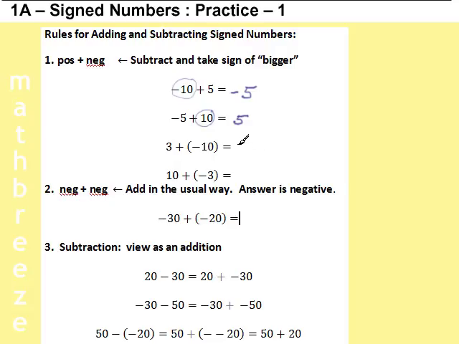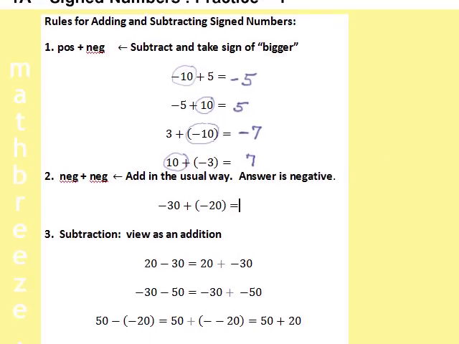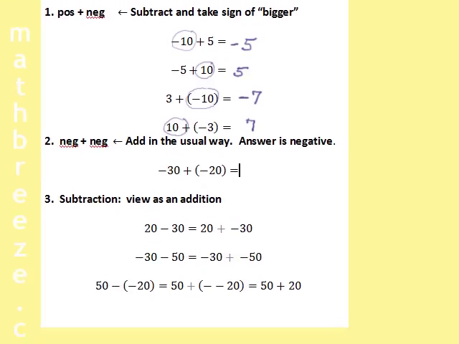In the next example, positive, negative, we're going to subtract, take sign of bigger. So let's ignore signs and subtract. 10 minus 3 is 7. And since the larger in absolute value is negative, that would be a negative 7. And the next example, we have positive, negative. So subtract. 10 subtract 3 is 7. Since the larger is positive, that would be positive 7. Okay, so that's what we do when we're adding a positive and a negative.